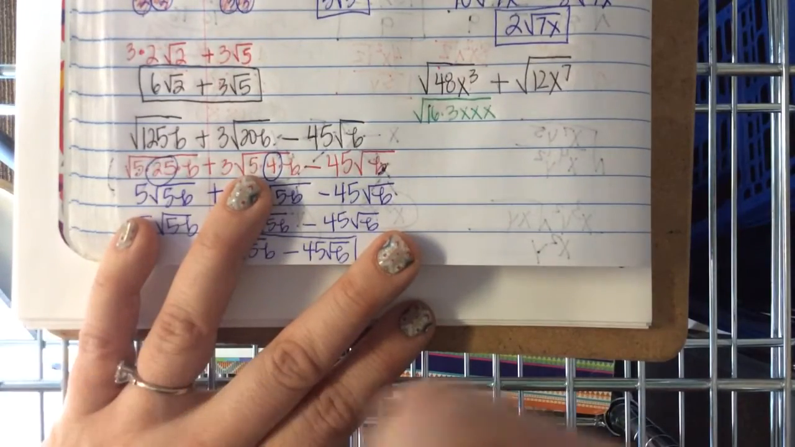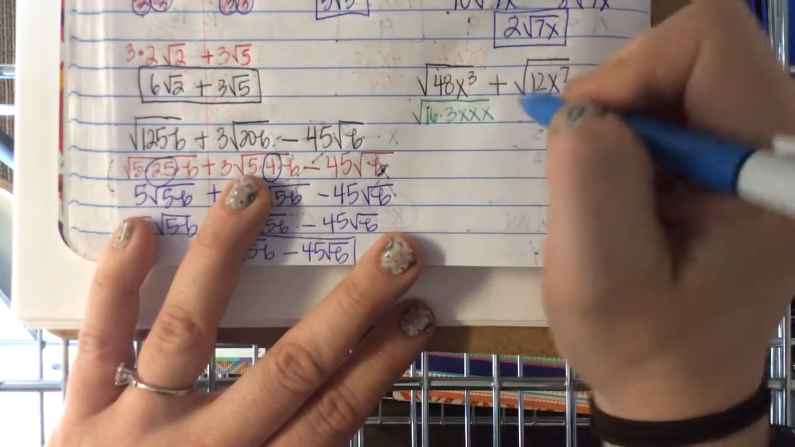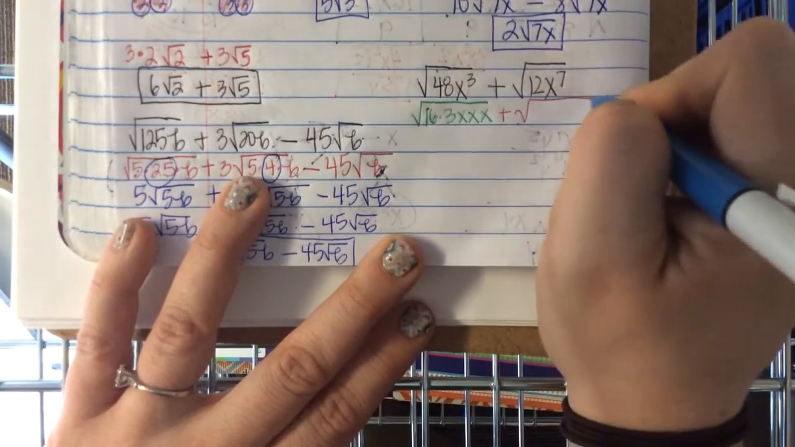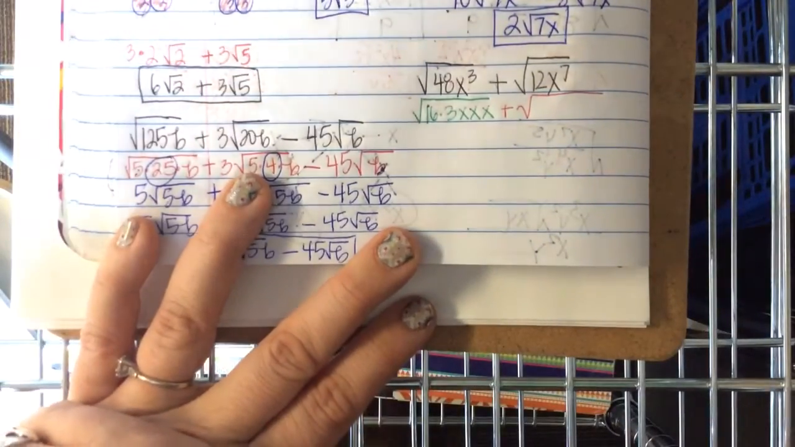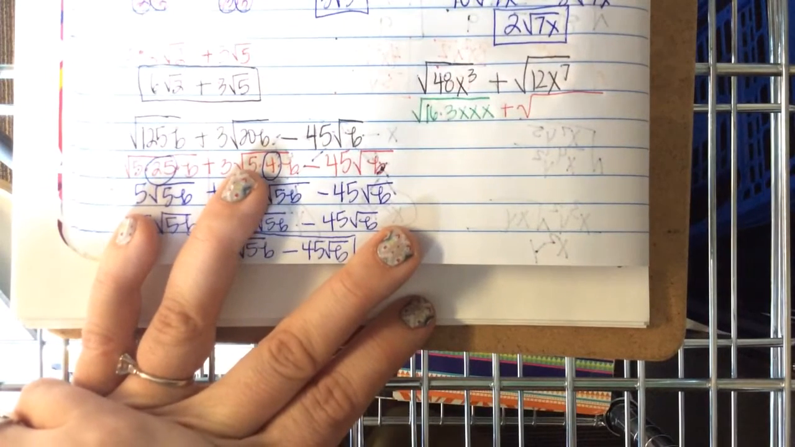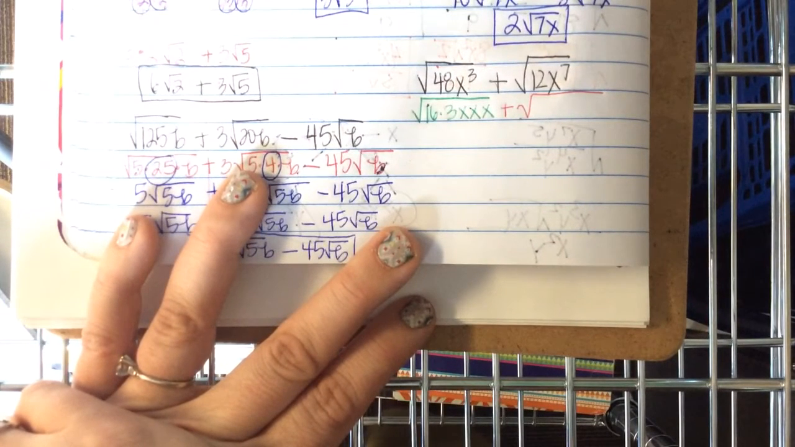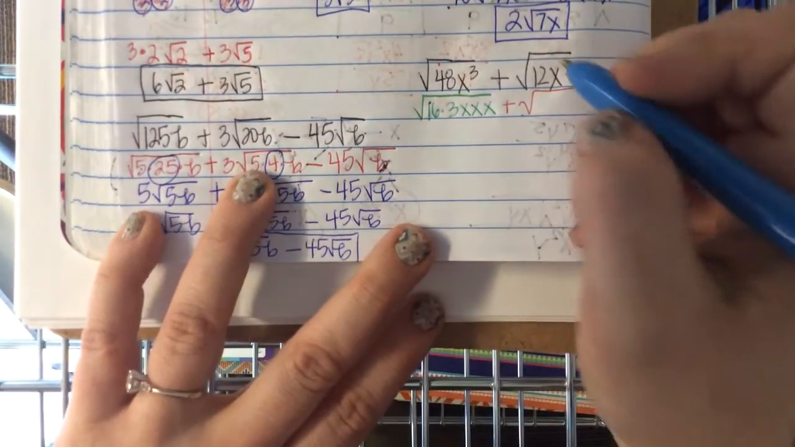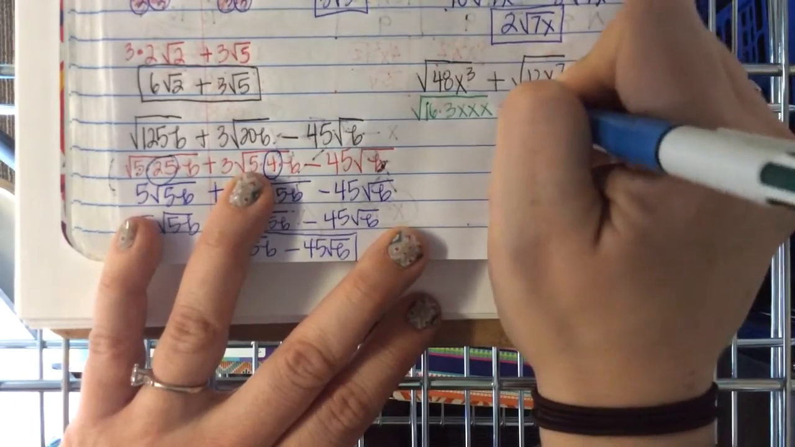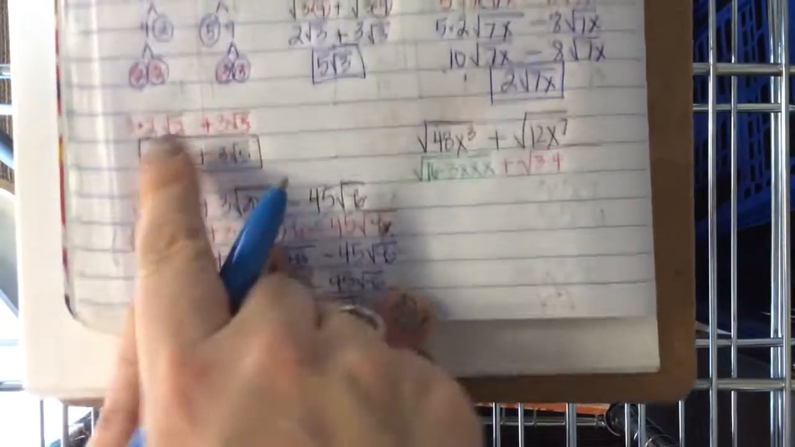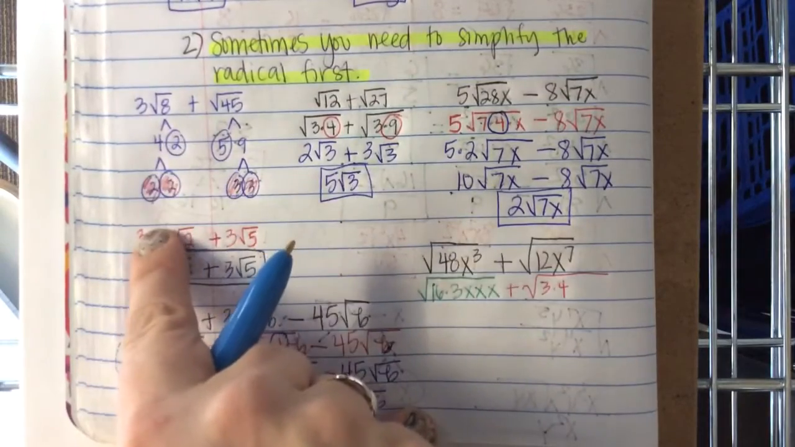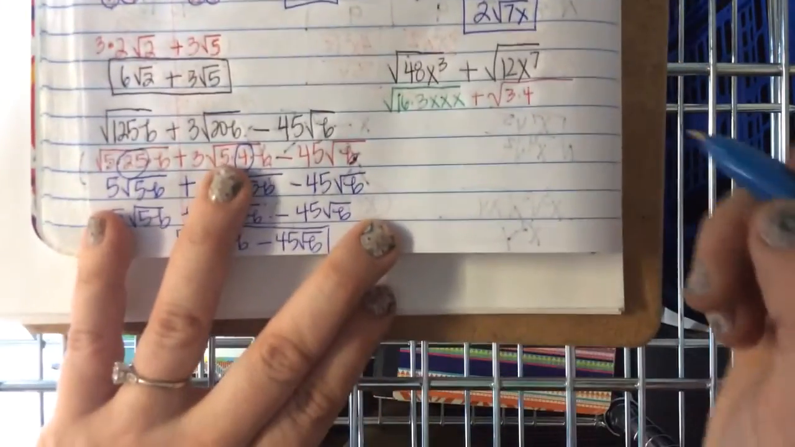Now let's move over to radical 12 x to the seventh. How do you make 12? 4 and 3. Could you do 2 and 6? No. Why not? Because 6 and 2 aren't perfect, but 3 and 4 are. One of them's perfect. Could you do the factor tree like this problem if you don't get it? Yes.